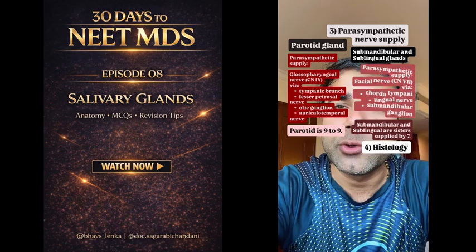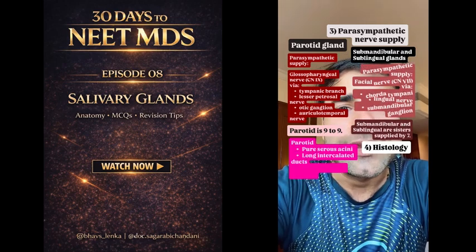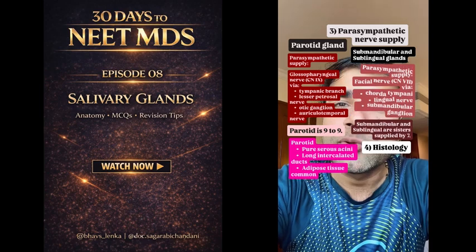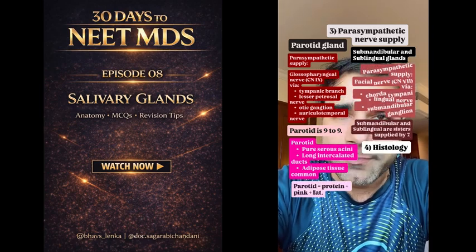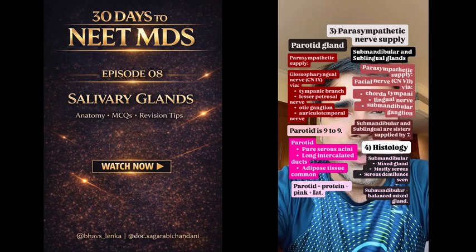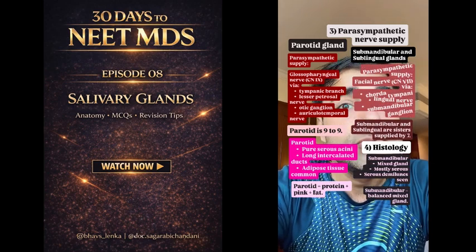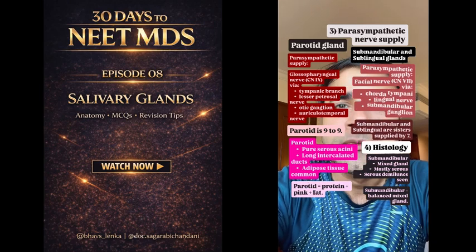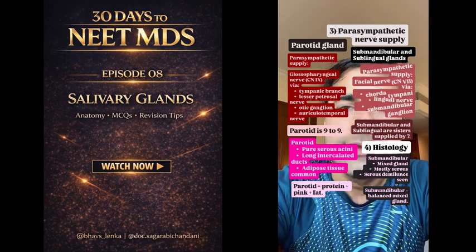Histology, the easiest way to differentiate. Parotid: pure serous acini, long intercalated ducts, adipose tissue is common. Memory: parotid is equal to protein plus pink plus fat. Submandibular: mixed glands, mostly serous. Serous demilunes are seen. The memory: submandibular is equal to balanced mixed gland.